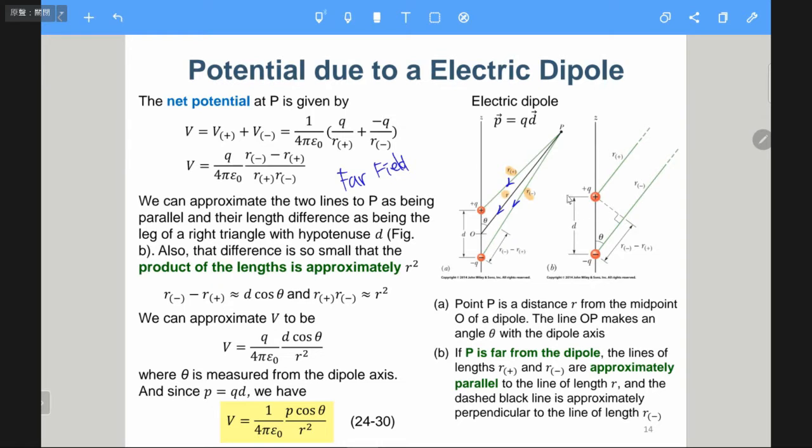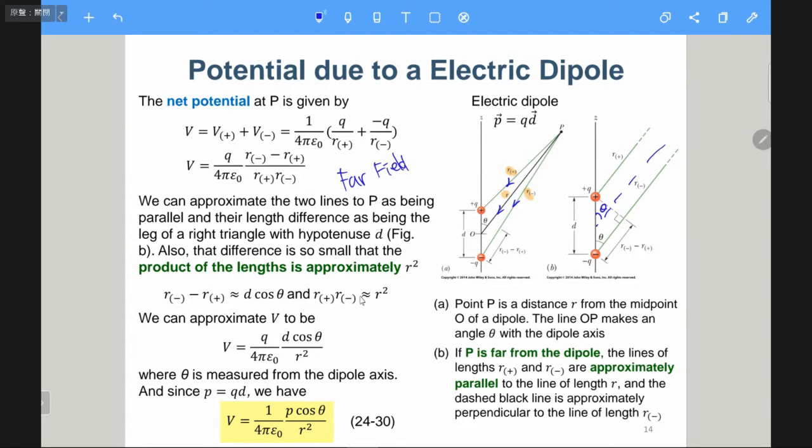We still have d, the distance between the two charged particles, and we assume the angle here is theta. Actually, we still need that one. Theta is the angle between the z-axis and OP. If we assume R plus, R, and R minus, these three lines, are all parallel, then this theta will be the same.